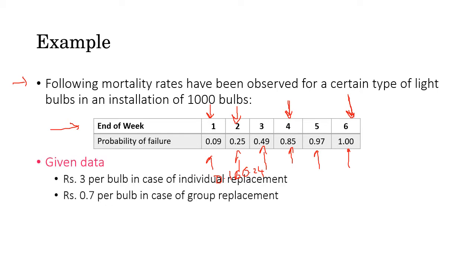So this is the given data on the costs. Rupees 3 is the cost of replacement of single bulb when it is replaced individually, and the same bulb costs 70 paise if it is replaced in group. That means if all 1000 bulbs are replaced, then the cost of replacement of single bulb is 70 paise. So that means 0.7 is C1 and 3 is C2.